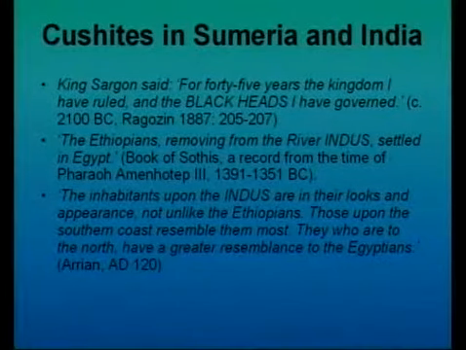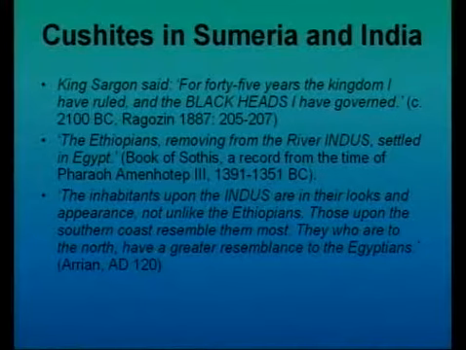Arrian, a 2nd century pagan historian, says, "The inhabitants of the Indus," that's the Indus Valley civilization in India, "are in their looks and appearance not unlike the Ethiopians. Those upon the southern coast resemble them most. They who are to the north have a greater resemblance to the Egyptians."